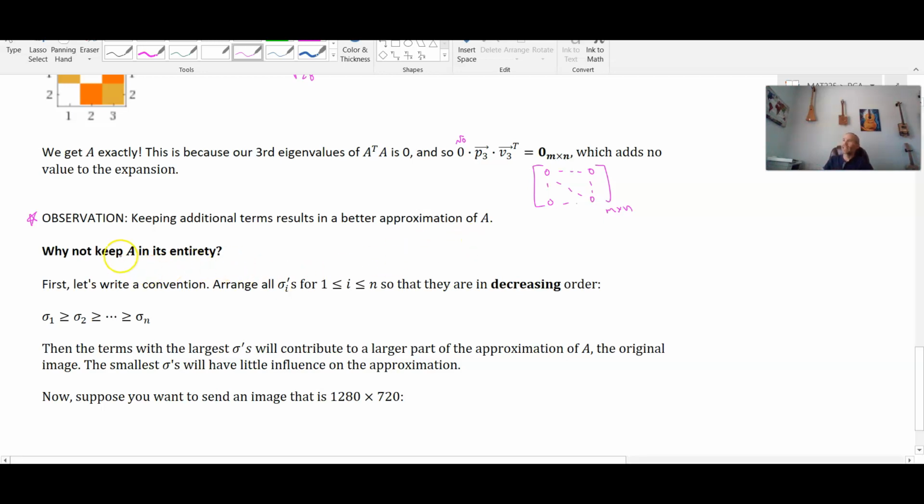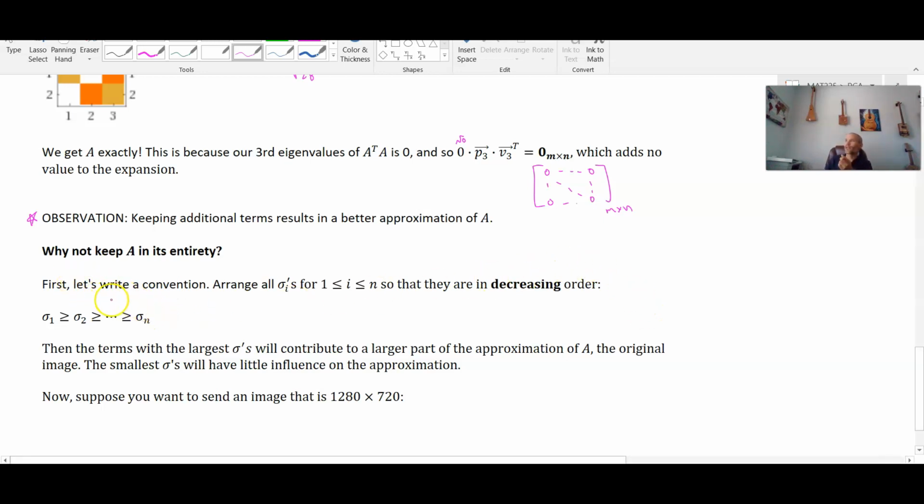All right, so let's analyze why it makes sense to just send individual principal components. After all, if each component is an m by n matrix, then you're sending multiple m by n matrices. Not quite. We'll see why.